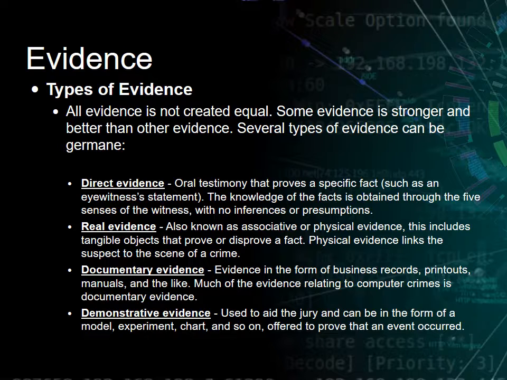Documentary evidence is evidence in the form of business records, printouts, manuals, and the like. Much of the evidence relating to computer crimes is documentary evidence. And then demonstrative evidence is used to aid the jury and can be in the form of a model, experiment, chart, or so on, offered to prove that an event occurred.